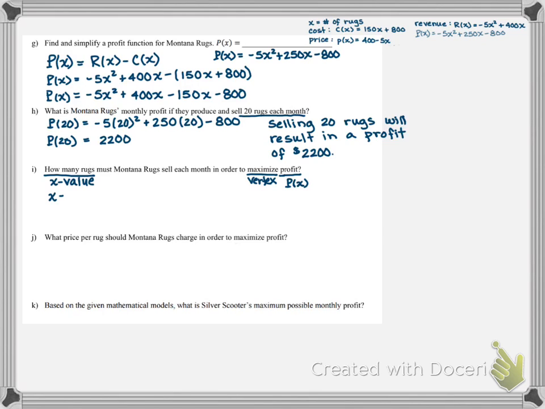So X equals the opposite of B over 2 times A, which is 25. So selling 25 rugs will maximize profit.